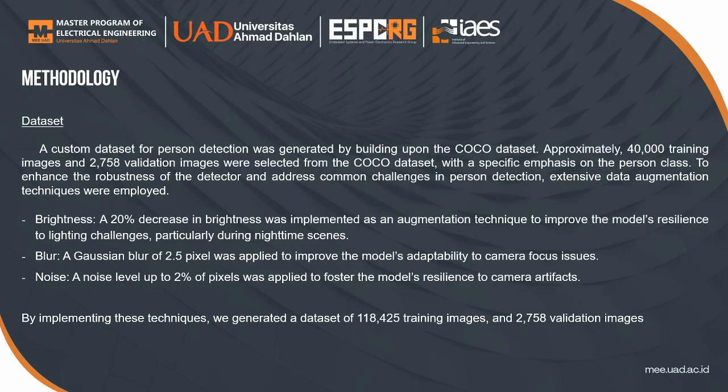First, a 20% decrease in brightness was implemented as an augmentation technique to improve the model's resilience to lighting challenges, particularly during nighttime scenes. A Gaussian blur of 2.5 pixels was also applied to improve the model's adaptability to camera focus issues, and a noise level up to 2% of pixels was applied to foster the model's resilience to camera artifacts. By implementing these techniques, we generated a dataset of 118,425 training images and 2,758 validation images.